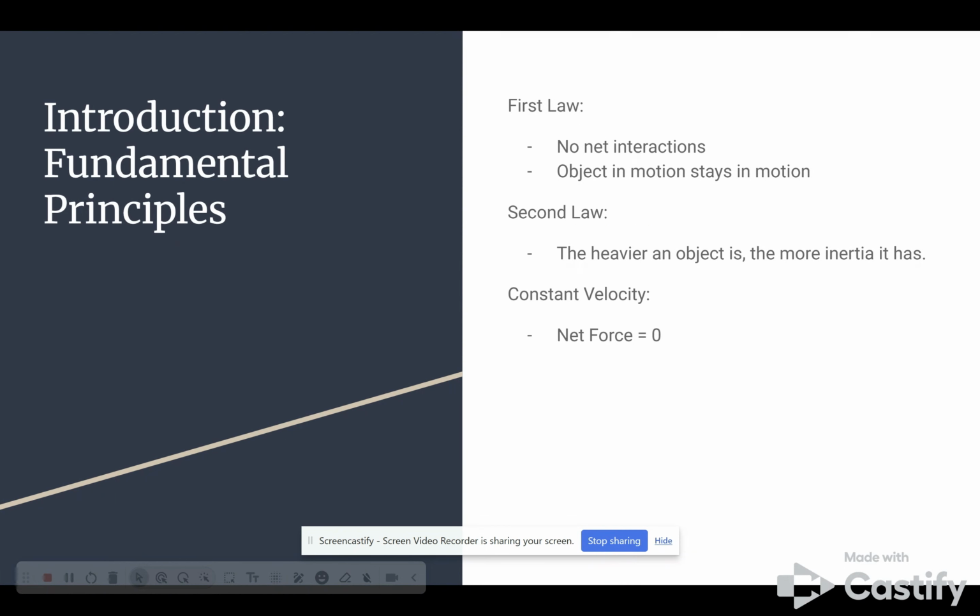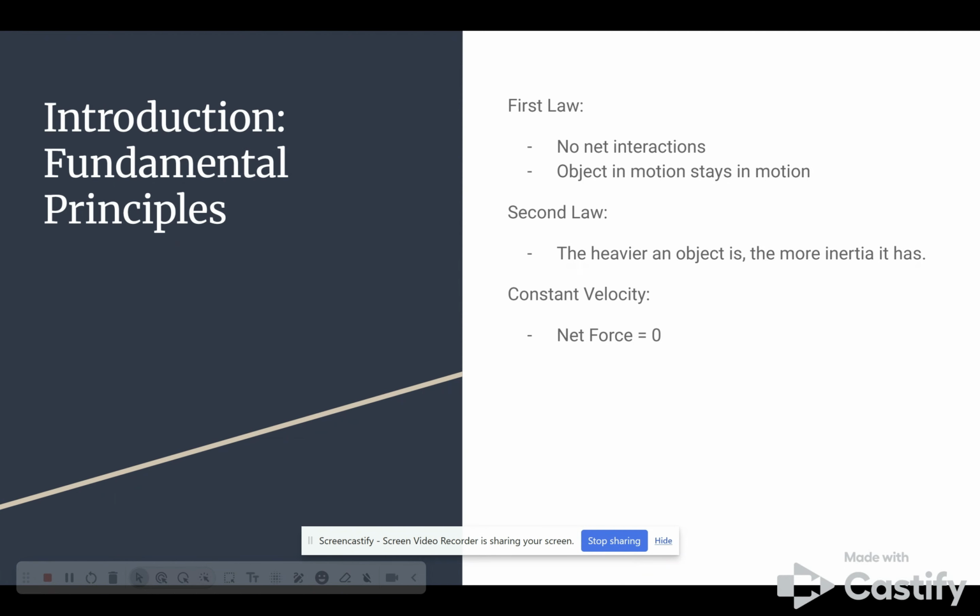So the key concepts are Newton's first law. Sorry about that. The first law says that an object in motion stays in motion, whereas the second law says that the force on an object is equal to its mass times its acceleration. This means that the heavier an object is, the more force that is needed to move or speed up the object. Therefore, the more force that you apply, the more acceleration an object will experience.